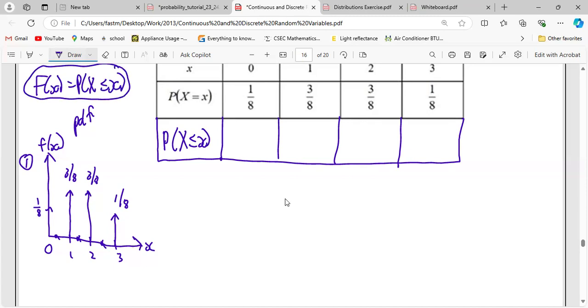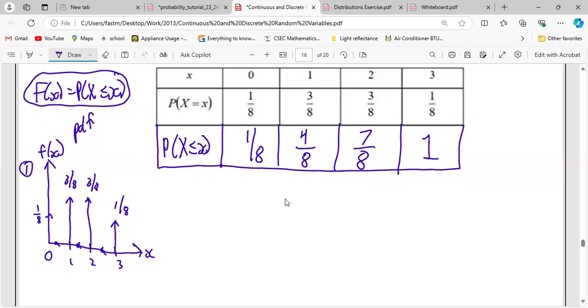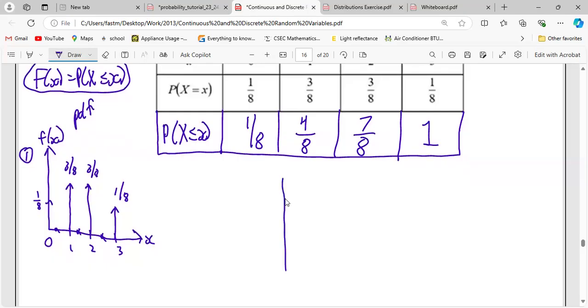Same idea. Say we start at 0. The probability that X is less than or equal to 0 is 1/8 plus 0, since we don't know anything before it. Then at 1 it is 3/8 plus 1/8, which is 4/8. At 2 it is 3/8 plus 4/8, which is 7/8. And at 3 it is 1/8 plus 3/8 plus 3/8 plus 1/8, which is 8/8, which is 1. It must always end at 1. So all I can do now is plot that.